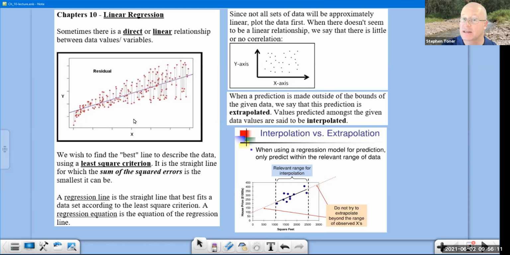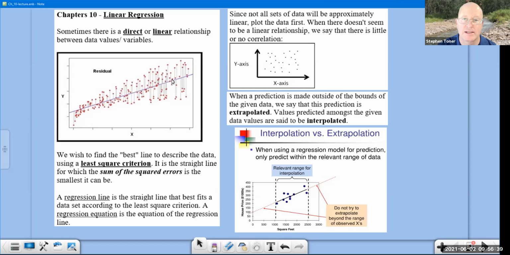And in this chapter, we're going to try to find the best fit line to go through the data. In this case, there is a direct relationship between the data. Notice that as the values of X go up, so do the values of Y. And we're trying to find this best fit line using what we call a least square criteria.